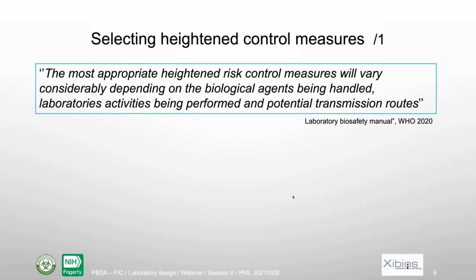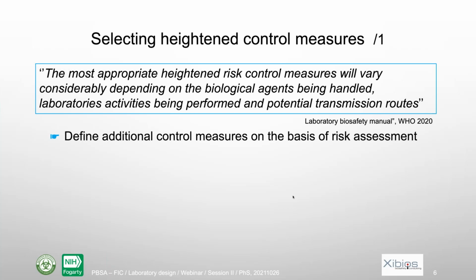So how to select those higher control measures? According to WHO, the most appropriate higher control measures will vary considerably depending on the biological agent being handled, but also on the laboratory activities being performed and on potential transmission routes. So again, it refers to biological risk assessment. And clearly, additional control measures need to be strictly based on risk assessment. And remember that risk assessment is not only looking at the agent and the activity, but also at the local context, including the availability of treatment, of measures and so on.